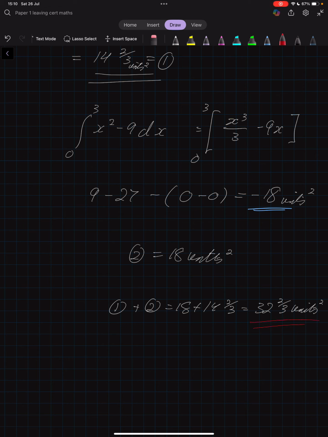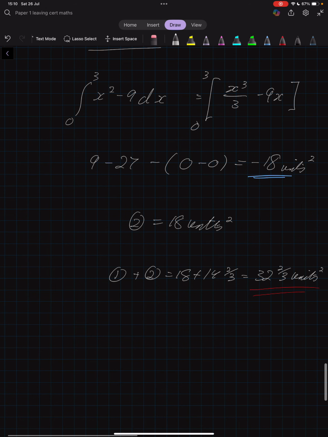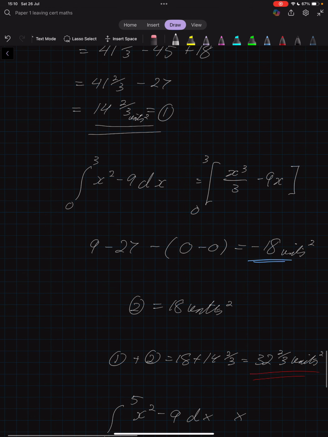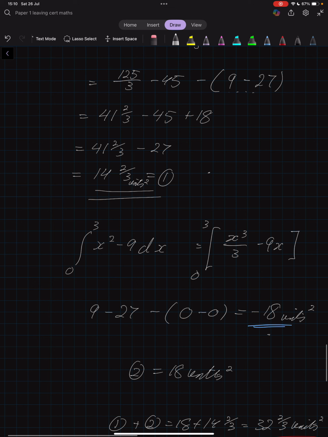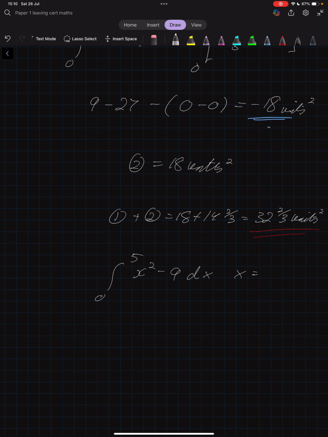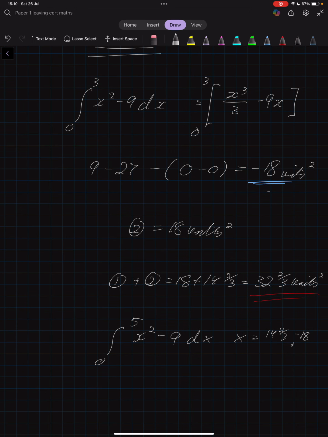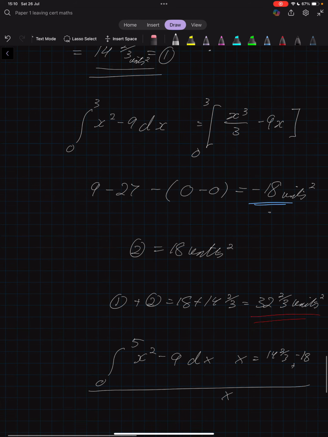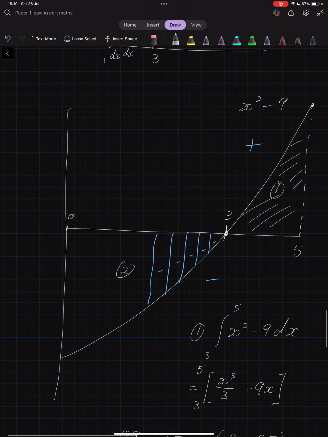So that's the actual answer of the area. And just for the record, we can't integrate from 0 to 5, x squared minus 9, because basically this minus area would cancel out the plus area, and you'd end up with 14 and 2/3 minus 18 instead of plus. Okay, so this is incorrect. So you just have to be careful when it crosses the x-axis like this and it goes from negative to positive. Okay? Just be careful with that.